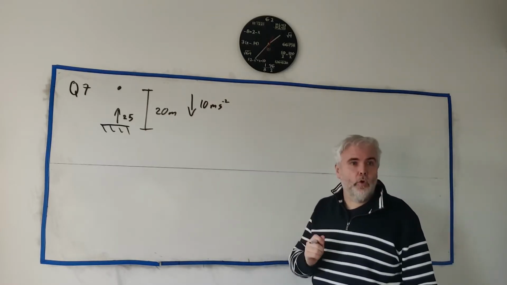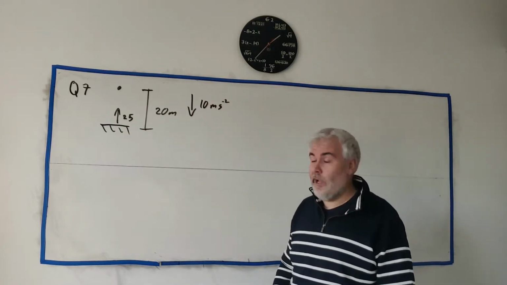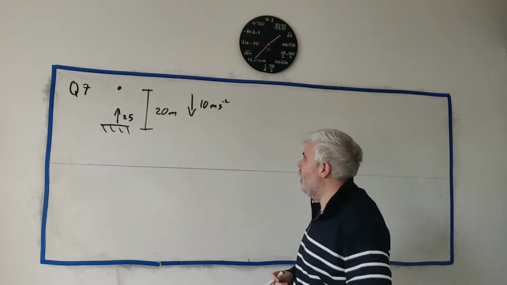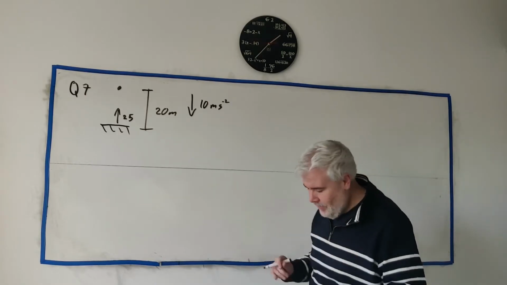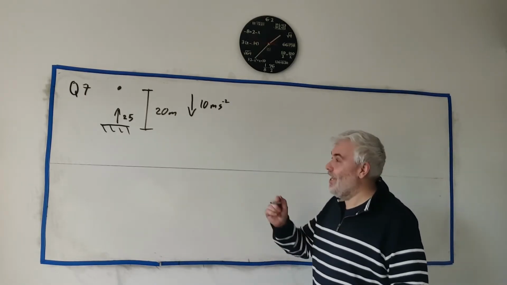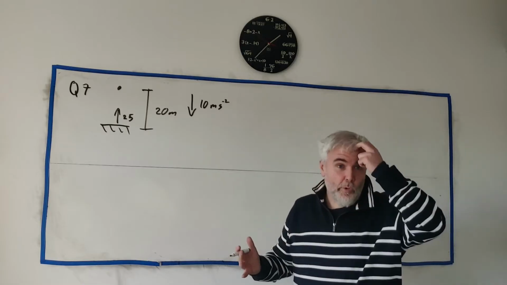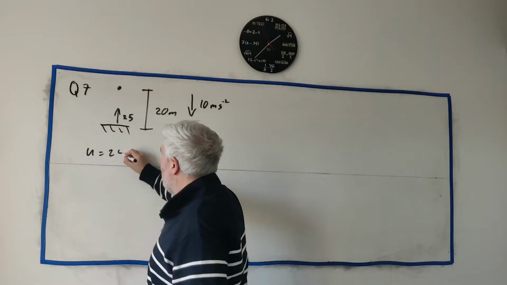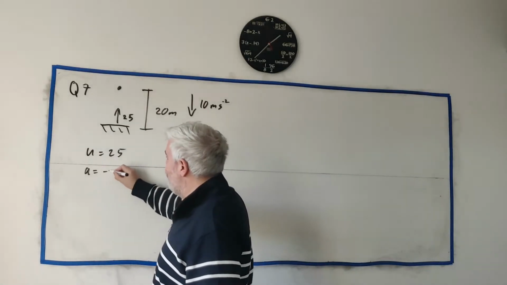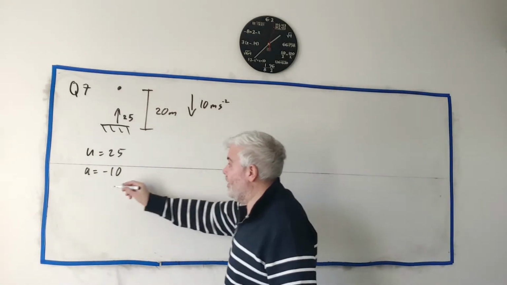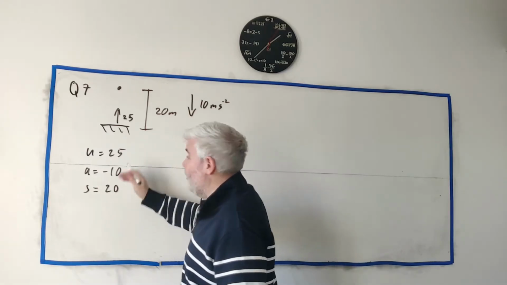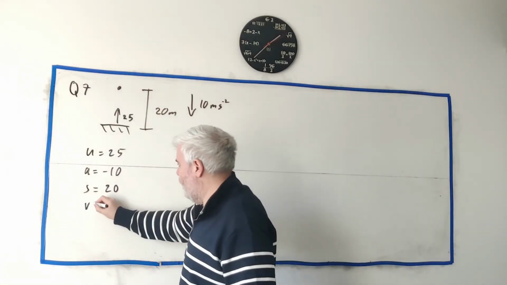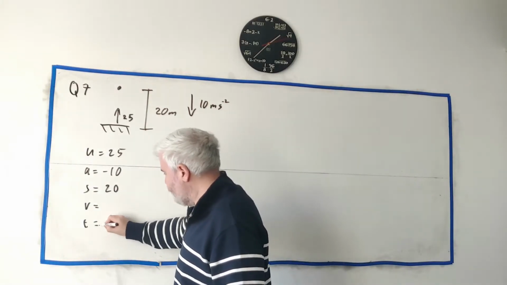So we can just use equations of motion. Of course, you can use differentiation and integration. I'd rather do that, but I think most students prefer equations of motion. So let's write out what we know. The initial speed u is 25. We know a is minus 10. We know the distance they're talking about, s, is 20. That's all we need. If we have three of them, we can find all of them. So the ones left are v and t.